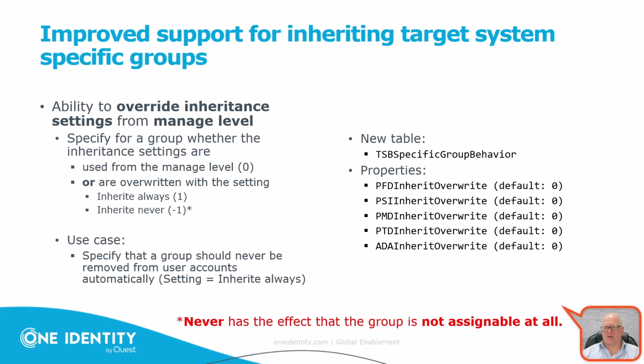An example is there as well, left lower. You see that, for example, you specify a group should never be removed from user accounts. That means typically if you deactivate something, a lot of groups will get removed. And here you can then define, for example, an exception. Therefore, a new table was created. You see it there, TSB specific group behavior. And then you see some properties as well.